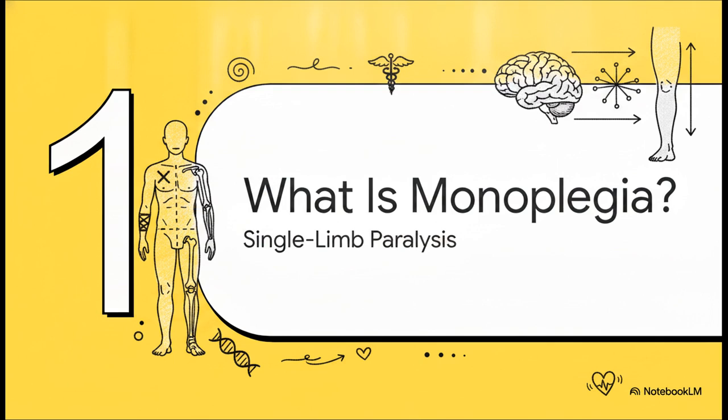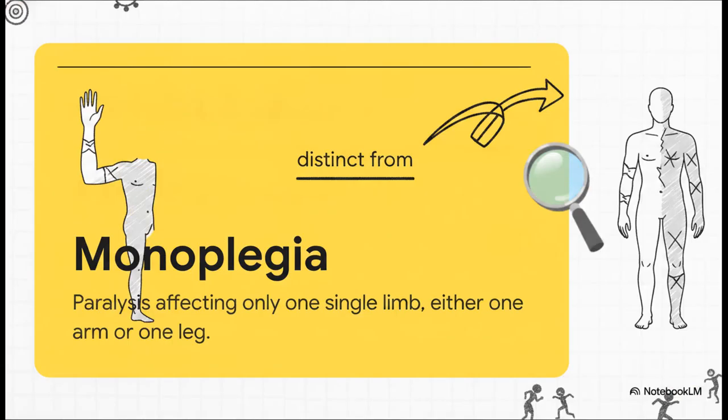We'll be looking at the clinical bounds of single limb paralysis. So clinically speaking, monoplegia strictly means paralysis that affects just one single limb. We're talking about either just one arm or just one leg losing function. It is a very specific, localized loss of movement.